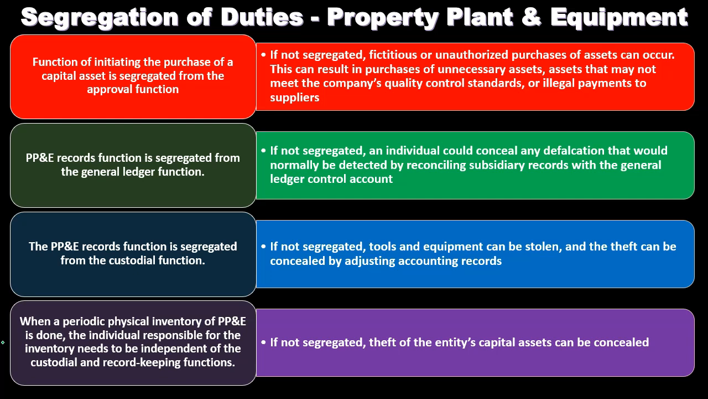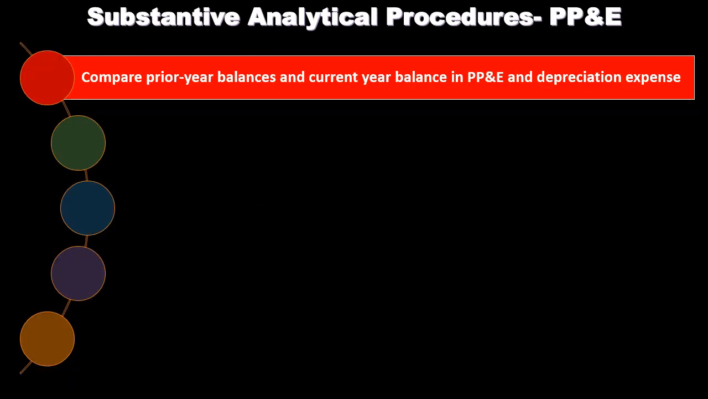So when a periodic physical inventory of property, plant, and equipment is done, the individual responsible for the inventory needs to be independent of the custodial and record-keeping function. And again, remember, when we're thinking inventory here, we're thinking inventory of property, plant, and equipment, not inventory of the things that we're selling type of inventory. If this is not segregated, theft of the entity's capital assets can then be concealed.